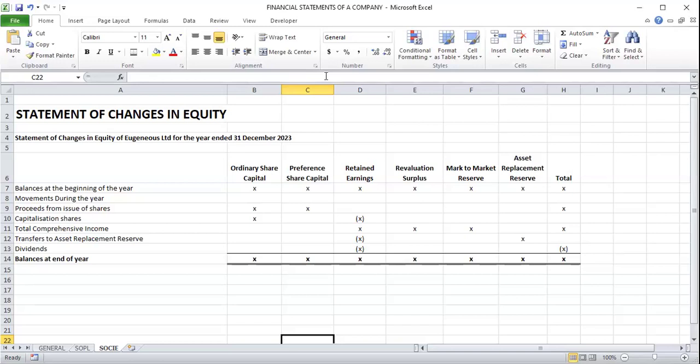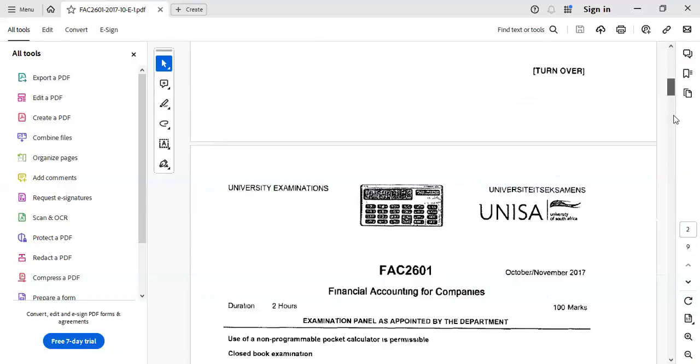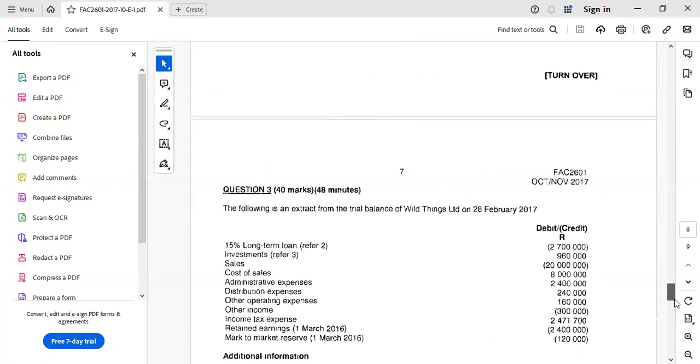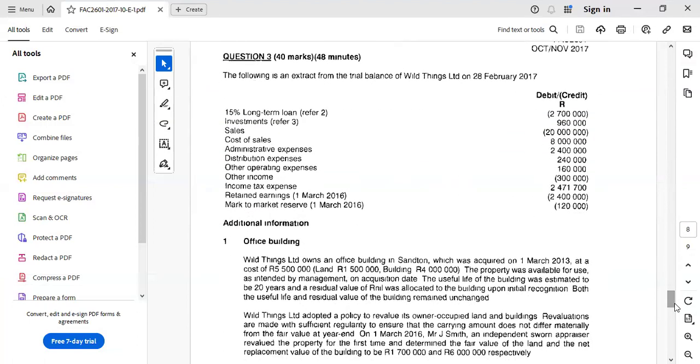Right. So now I would like to use this question that I sent to you earlier on for illustration. We're going to use question 3. The following is an extract from the trial balance of Wild Things Limited on 28 February 2017.